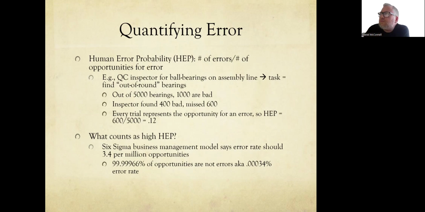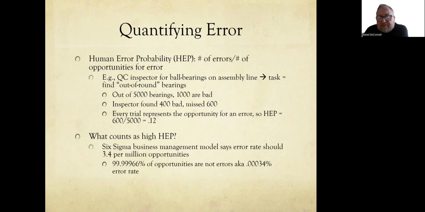Human error probability here is defined as how many mistakes or errors a person makes given a certain number of opportunities for making errors, right? So we have to determine how many opportunities for errors there were versus how many mistakes they truly did make. So here's one fairly basic example, right?